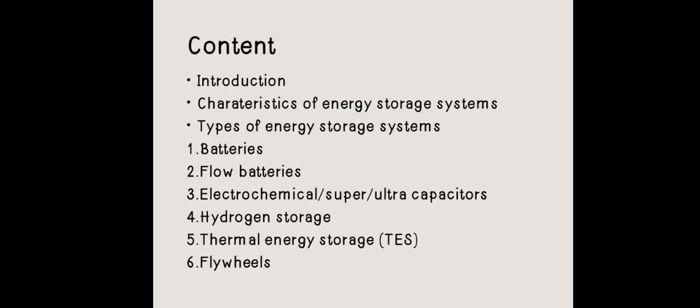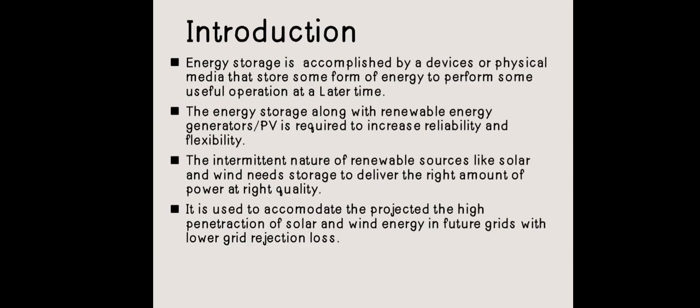First, we will see the content of this topic: introduction, characteristics of energy storage systems, types of energy storage systems. First one is batteries, second flow batteries, third electrochemical super ultra capacitors, fourth hydrogen storage, fifth thermal energy storage, in short TES, sixth flywheels. Introduction: energy storage is accomplished by devices or physical media that store some form of energy to perform some useful operation at a later time.